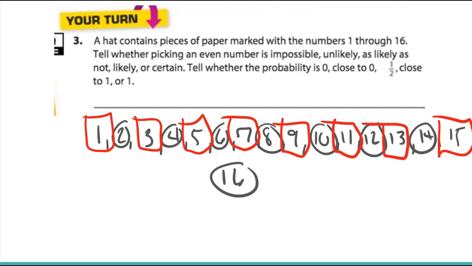So if there are 8 possibilities for even numbers and 8 possibilities for odd numbers, that means it is as likely as not that we are going to get an even number. And that means that our probability is 1/2, because there's a 1 out of 2 chance that we pull either an even number or an odd number.